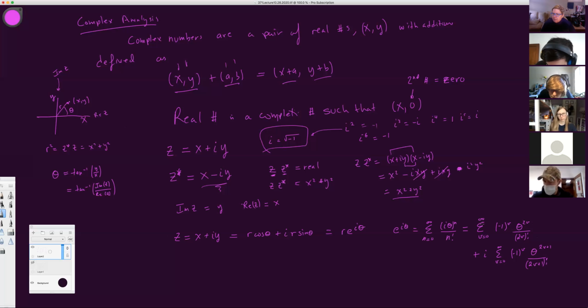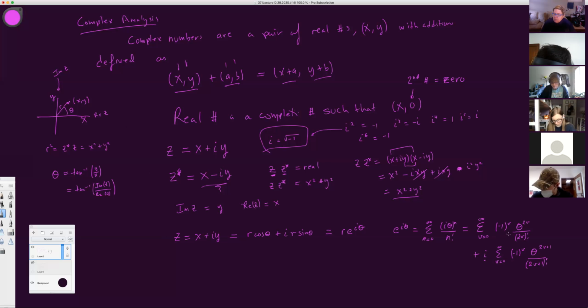These are the even powers in this series. These are the odd powers in this series. And there's an i in front of the odd powers, as we know. You're always going to have an i. It's either going to be plus or minus, depending on the power, but there's going to be an i in there.